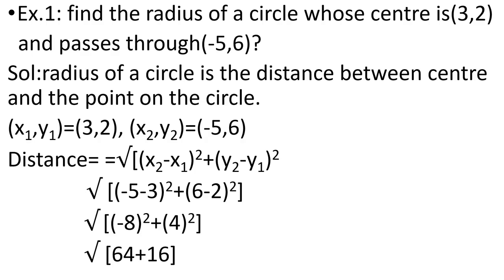So applying the distance formula, distance is equal to root of x2 minus x1 whole square plus y2 minus y1 whole square. So taking under root, minus 5 minus 3 whole square plus 6 minus 2 whole square. So minus 8 square plus 4 square. So minus 8 into minus 8 is plus 64 and 4 into 4 is 16. So this comes to root 80 units. So the distance between the 2 points is root 80 units, which is nothing but the radius of the circle.